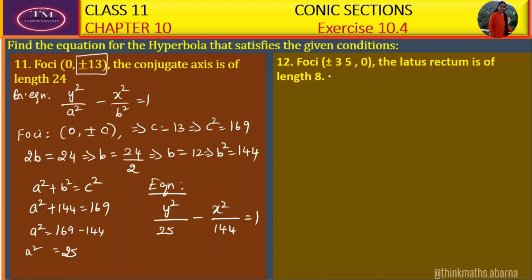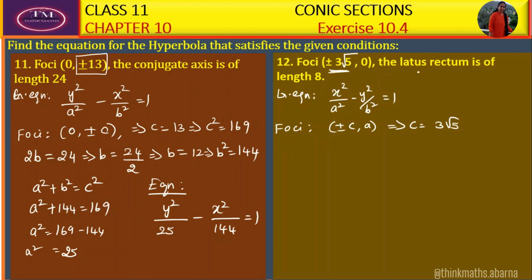Foci is plus or minus 3 root 5 comma 0, and latus rectum is 8. So if you check the foci, it is in x coordinate. If it is in x coordinate, the general equation will be x square by a square minus y square by b square equal to 1. So for this, foci is plus or minus c comma 0. That means c is equal to 3 root 5.